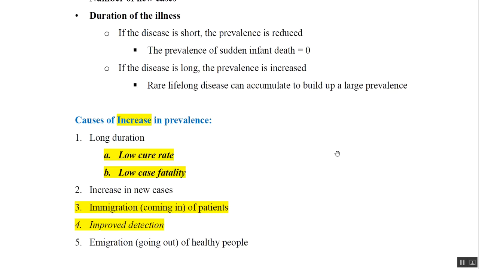For example, duration. If the duration of any disease is long, it could be because the disease has a very low cure rate, or a low case fatality rate. An increase in new cases is also a cause of increase in prevalence. Or you have immigration of patients, that is, coming in of patients into a particular geographic area. Improved detection methods will also increase the number of cases. And going out of healthy people will also indirectly cause an increase in prevalence.